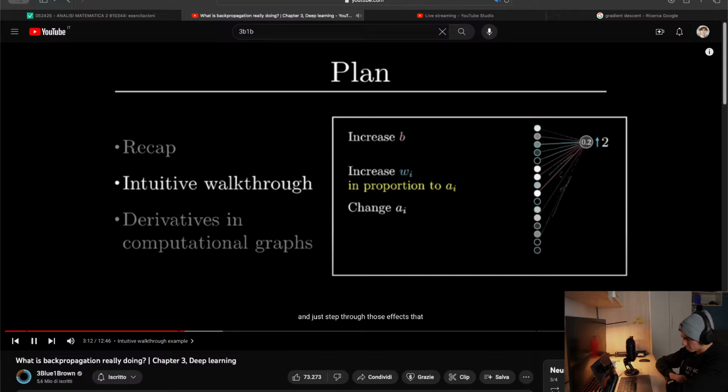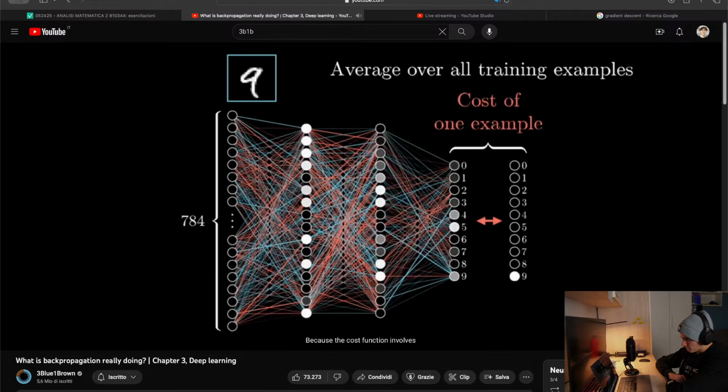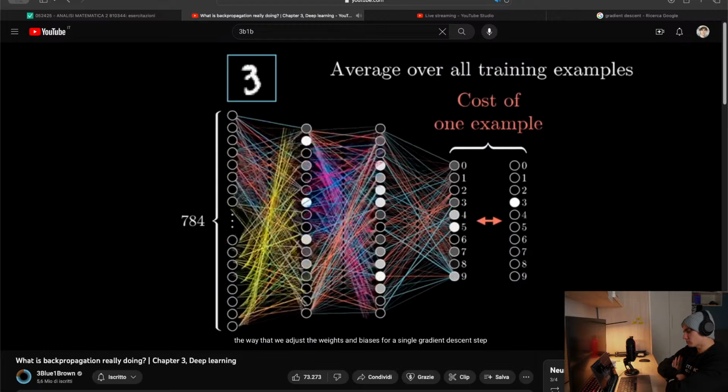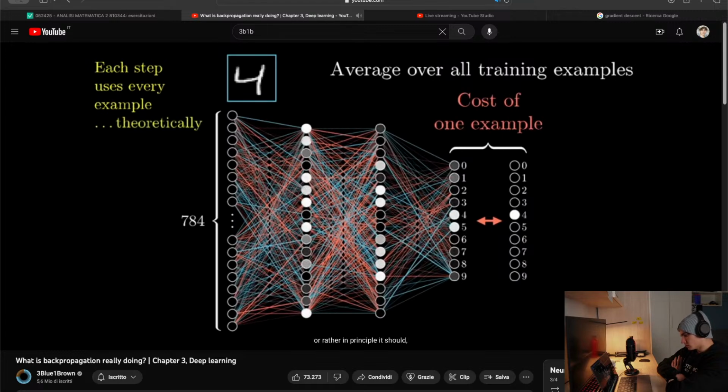step through those effects that each training example is having on the weights and biases. Because the cost function involves averaging a certain cost per example over all the tens of thousands of training examples, the way that we adjust the weights and biases for a single gradient descent step also depends on every single example. Or rather, in principle it should, but for computational efficiency, we're going to do a little trick later to keep you from needing to hit every single example for every single step.